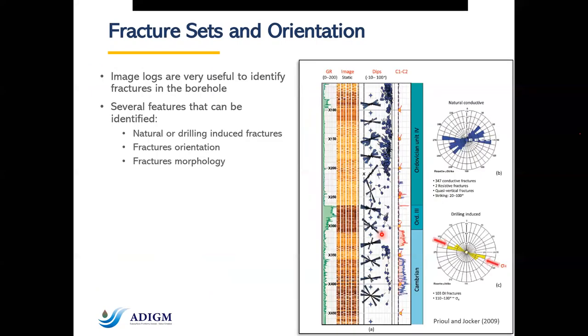But in the subsurface, the image log is our main tool to identify the fracture dip and dip azimuth. If we have an oriented core, that will also be a valuable source of data. Again, we need to distinguish the natural fractures from the drilling-induced fractures. So we only analyze the natural fractures, not the drilling-induced.